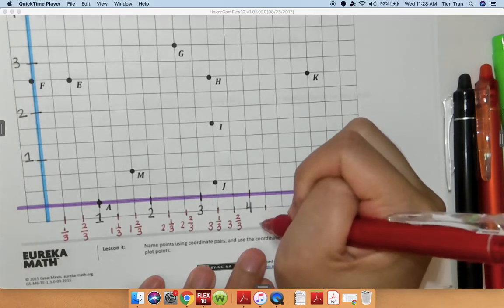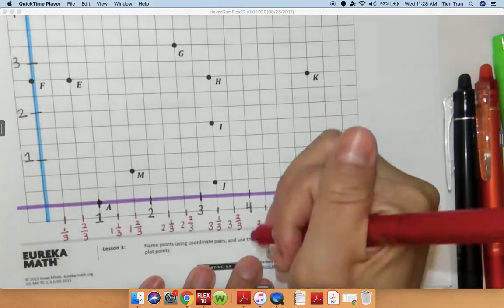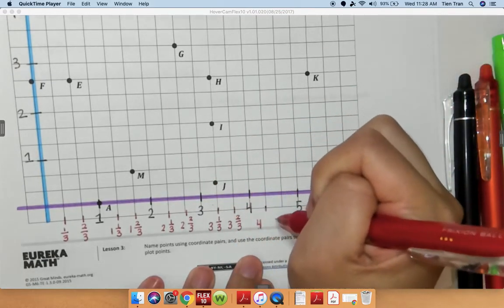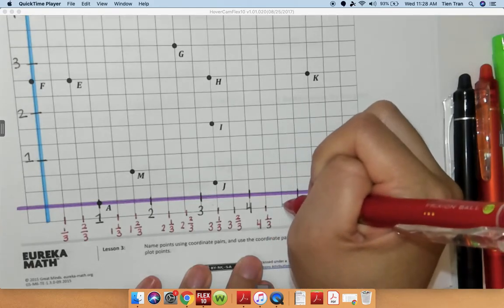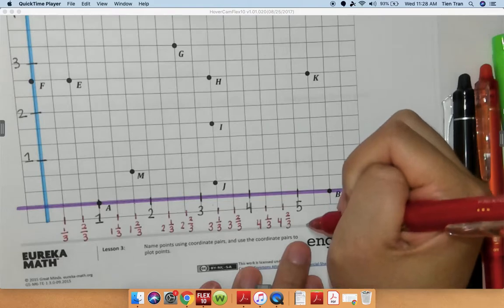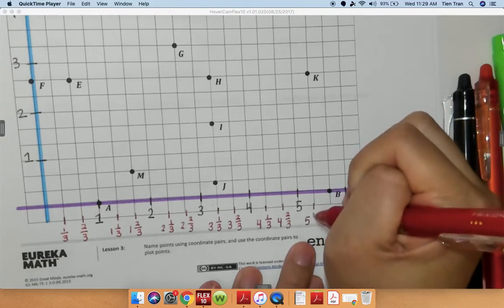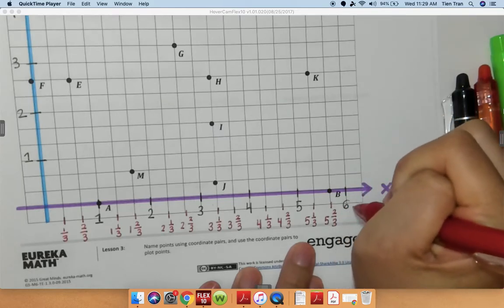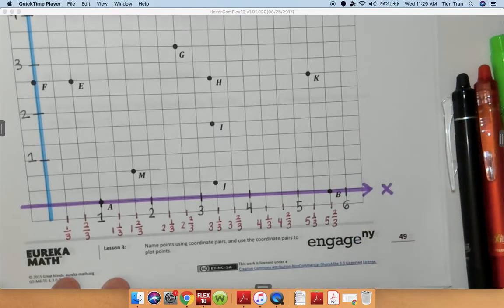Right here we have 3, 4, because now we're at 4. You see that? 4 and 1/3, 4 and 2/3, and we have 4 and 3/3. Over here we have 5 and 1/3, and 5 and 2/3, and 5 and 3/3 for the very last one.